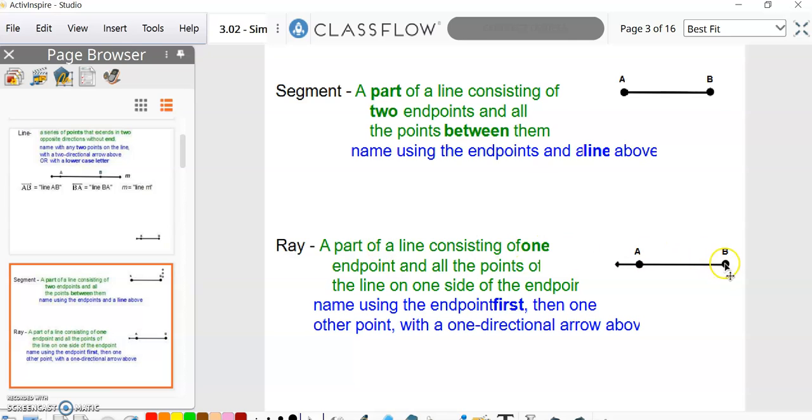A ray is like a segment and a line combined, essentially. We have a starting point, and then it goes on forever in one direction. And you'll see the arrow. That's the direction that it goes. So it'll be ray BA.